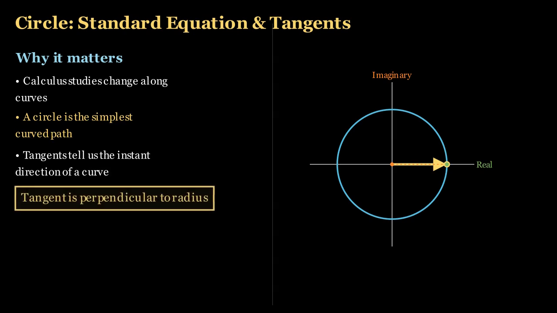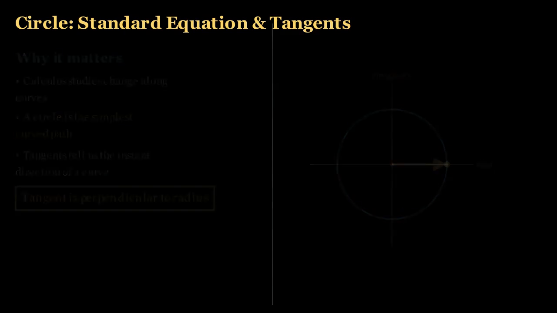For a circle, the tangent is always perpendicular to the radius at the point of contact. Mastering tangents to a circle gives us a simple, visual way to grasp the derivative, which is the core concept of calculus. Let's derive the standard equation from the distance formula. The distance between any point (x, y) and the center (h, k) is the square root of (x minus h) squared plus (y minus k) squared. For a circle, this distance must equal the radius r. Squaring both sides gives us the standard equation.